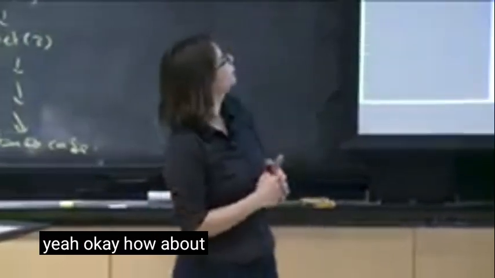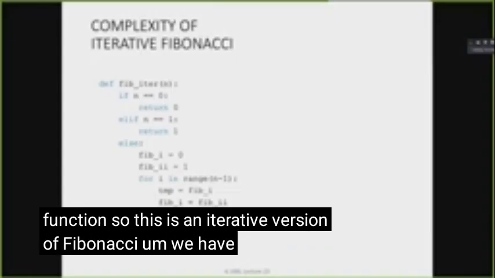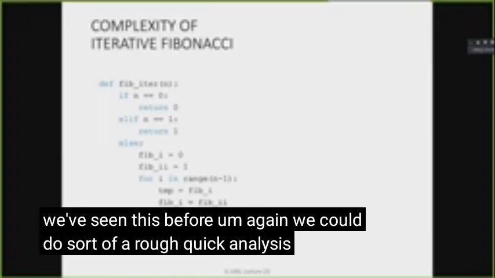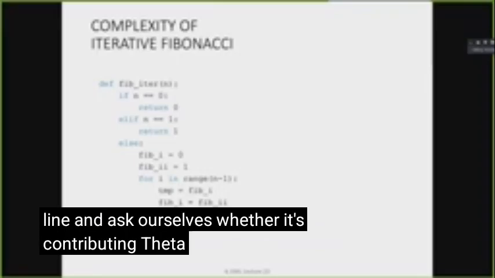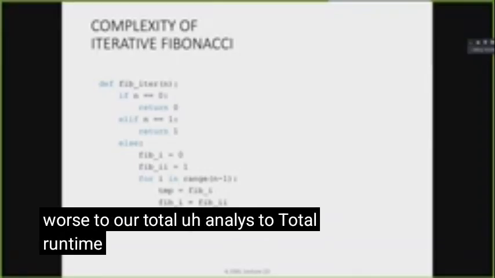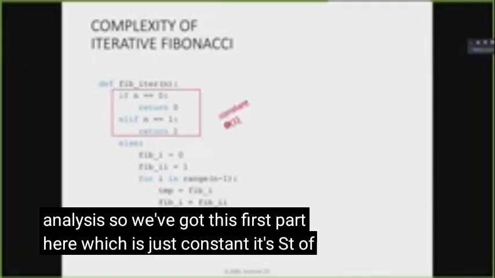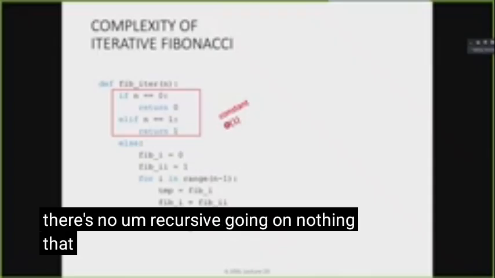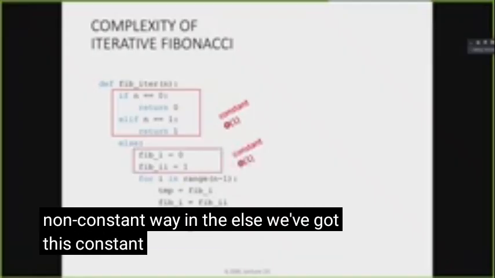Okay, how about this Fibonacci function? This is an iterative version of Fibonacci. I don't know if we've seen this before. Again, we could do a rough, quick analysis where we just briefly glance at every single line and ask ourselves whether it's contributing theta of 1 or something worse to our total runtime analysis. So we've got this first part here, which is just constant. It's theta of 1. Nothing here is loopy. There's no recursion going on, nothing that depends on the input in a non-constant way. In the else, we've got this constant, again, just assigning two parameters.